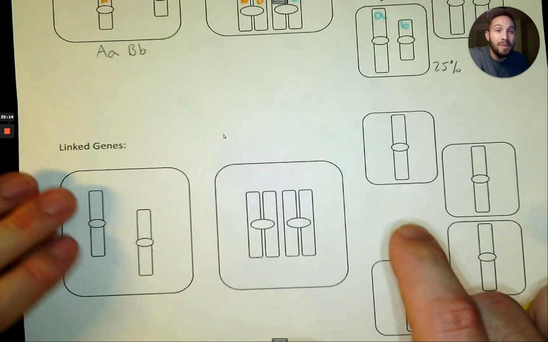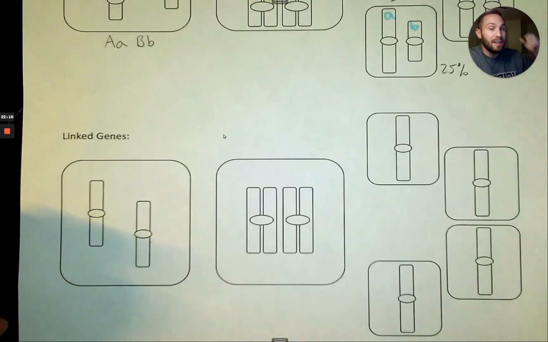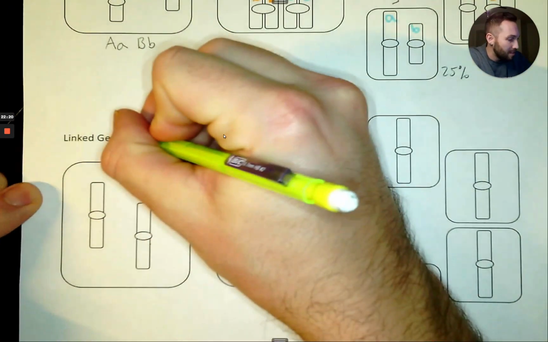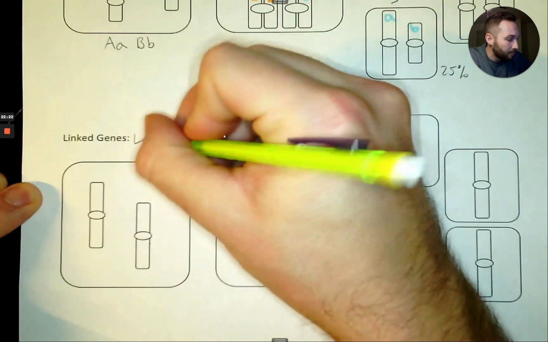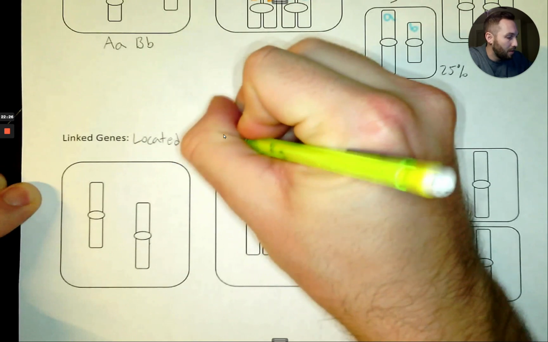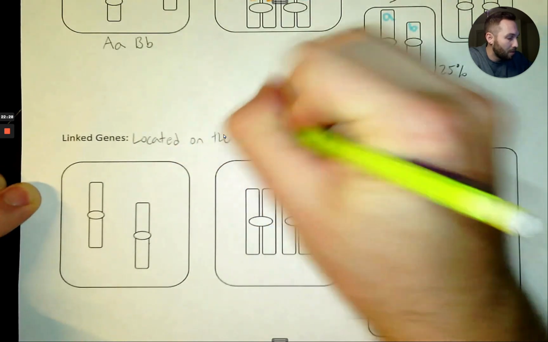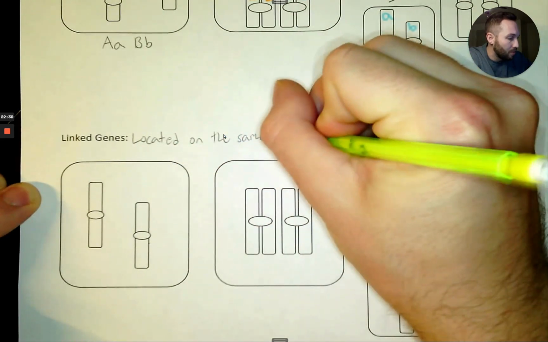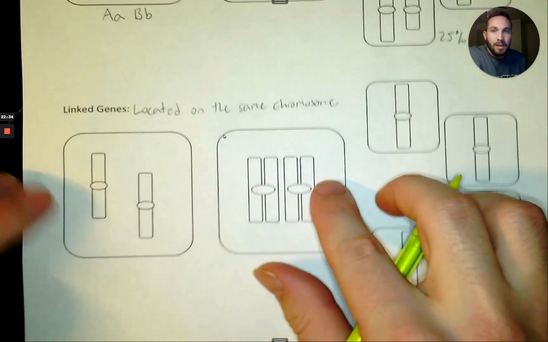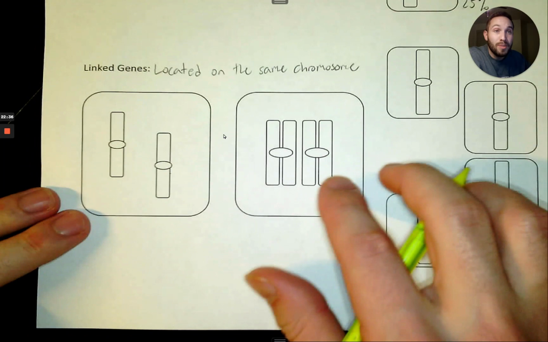Now watch what happens when the genes are linked. Okay, now this one I'll go through a little faster. You guys get the gist. Now in linked genes, this is now when they're located on the same chromosome. Now, when the genes are located on the same chromosome, let me show you what that looks like.